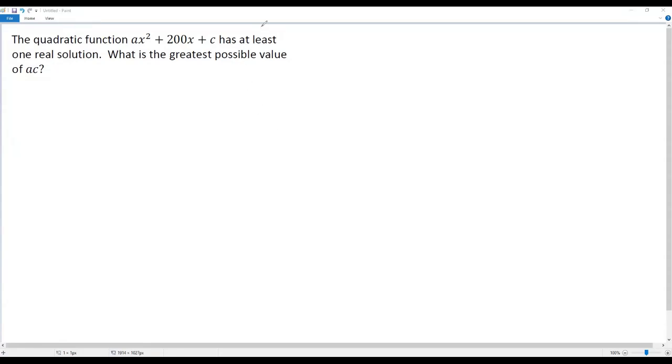Here we have a SAT math problem. Okay, let's go to the question. The quadratic function ax² + 200x + c has at least one real solution. What is the greatest possible value of a times c?